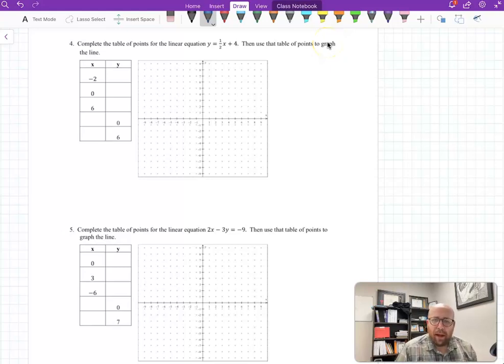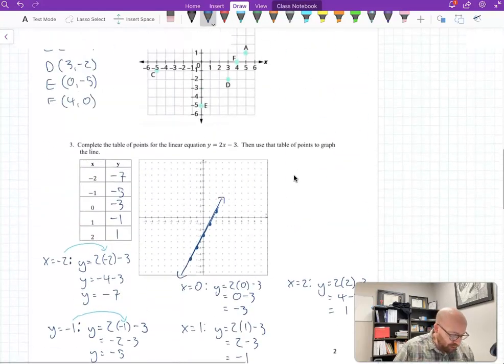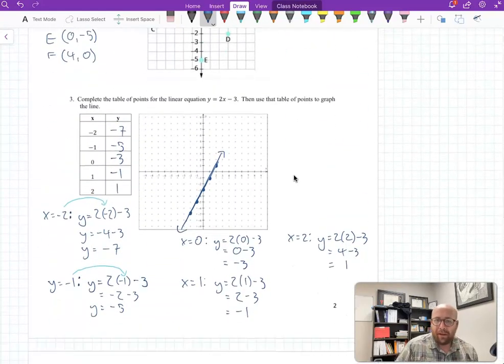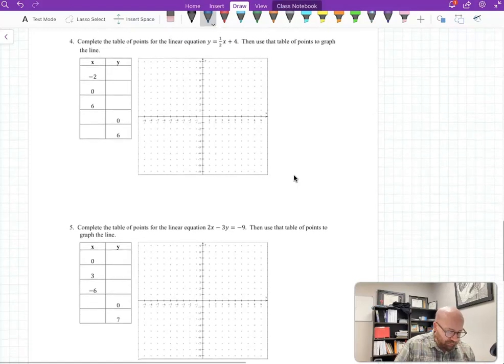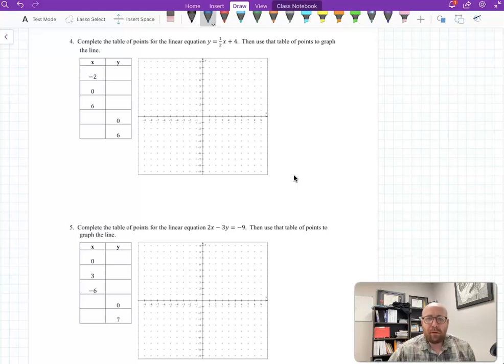When we look at examples 4 and 5, we're going to be doing the same work that we did for problem number 3. It's just that our equations are perhaps a little bit more interesting. And notice that we also need to complete the table by finding values for x given values for y. But it's going to be the same type of work. So let's get started.